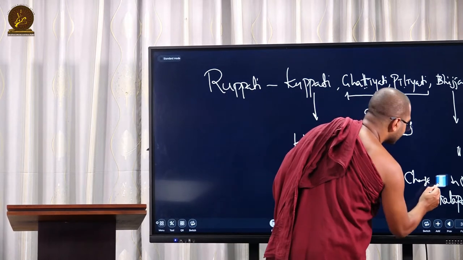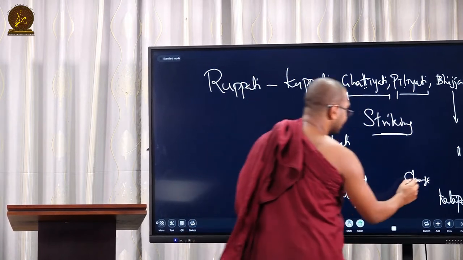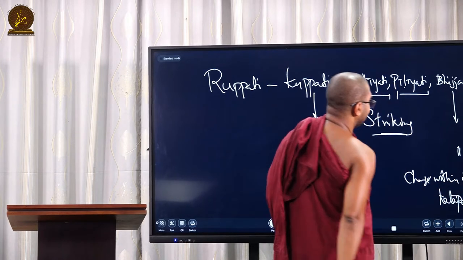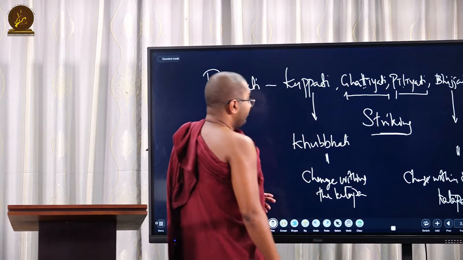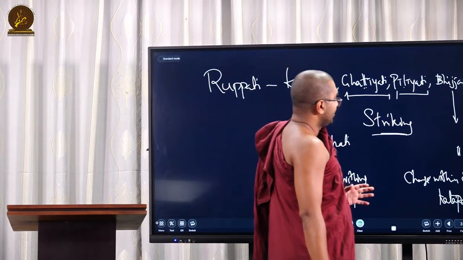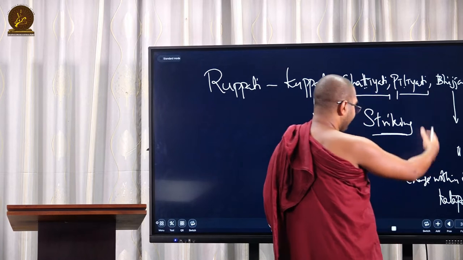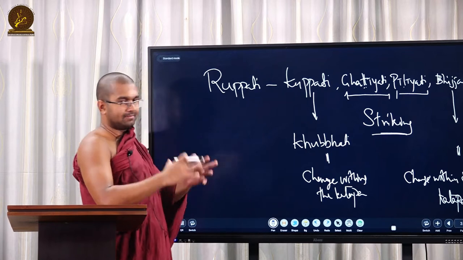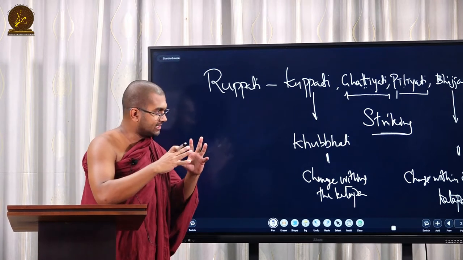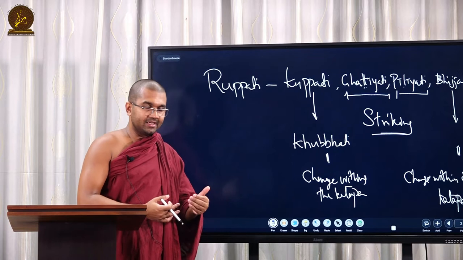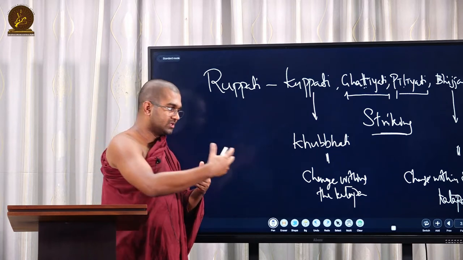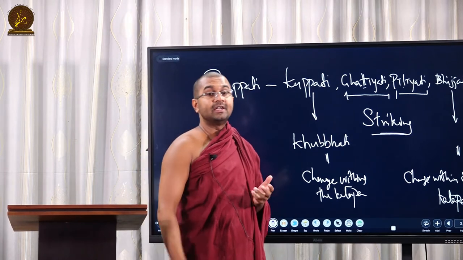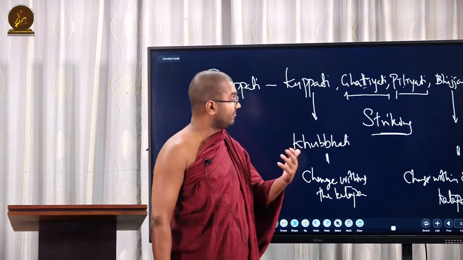With the term bijjati, I shall write it properly. Change within the kalapa. Now, with regard to bijjati, he also mentions that when this rupa was struck by some other rupa and had a slight change within it, when it passes away, it causes the new generation to be of a different nature.